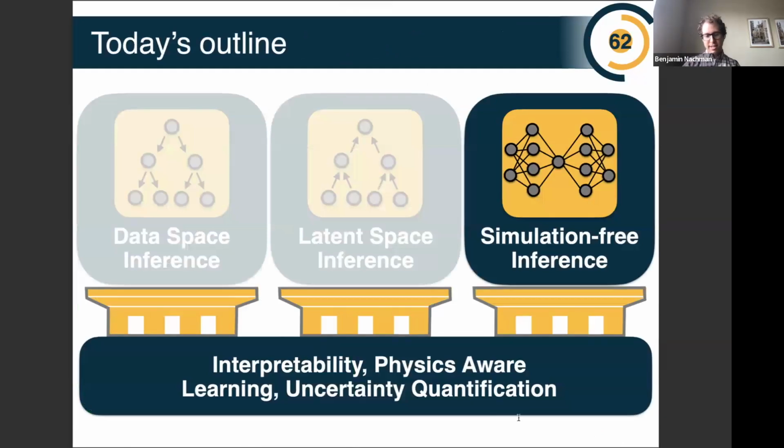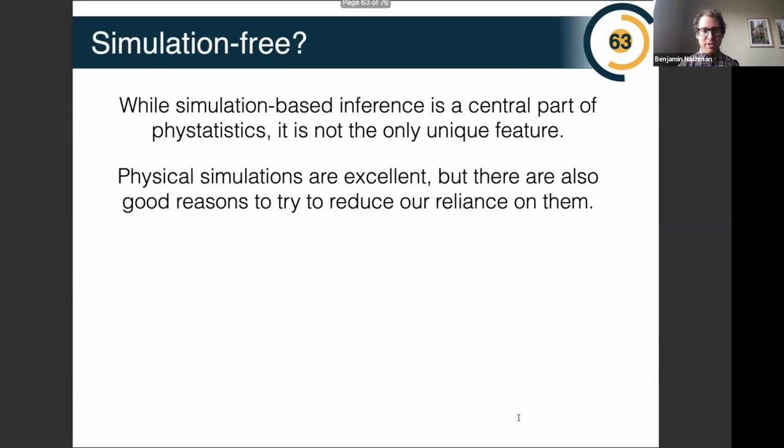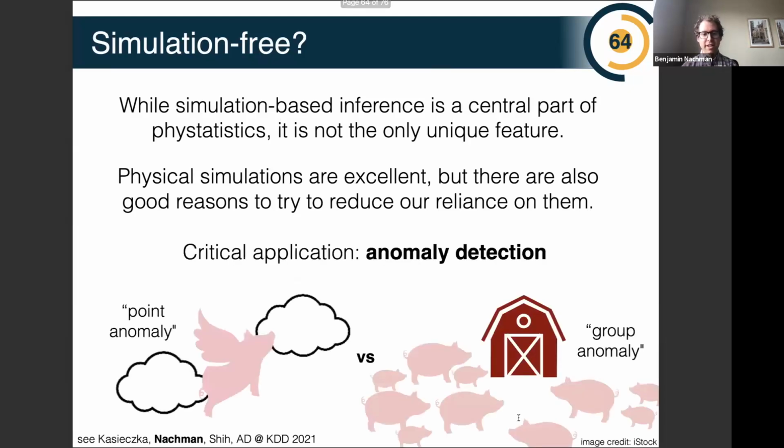So then, on my whirlwind tour of these topics, I'm going to get to the last part. Simulations are great. I spent the whole presentation so far talking about them, and they're an essential part of machine learning in the physical sciences, but not the only feature. And sometimes there are good reasons to reduce our reliance on them. One of the areas is anomaly detection. But like simulation-based inference, anomaly detection is an area where we need new tools for the physical sciences.